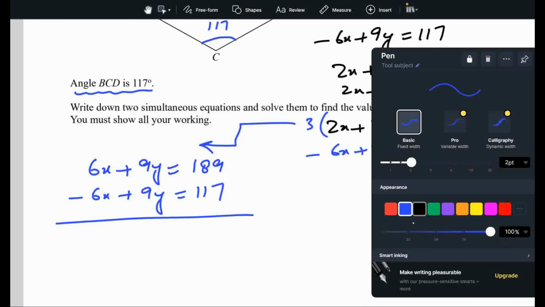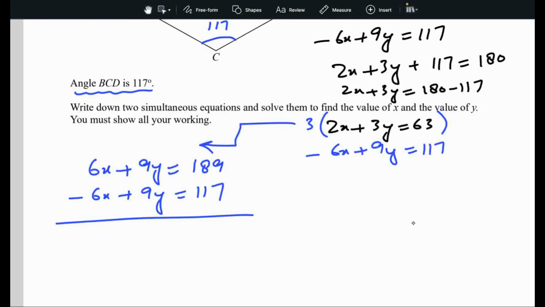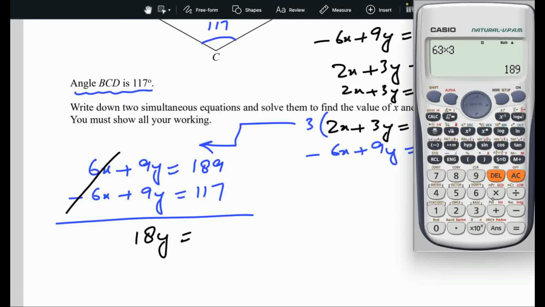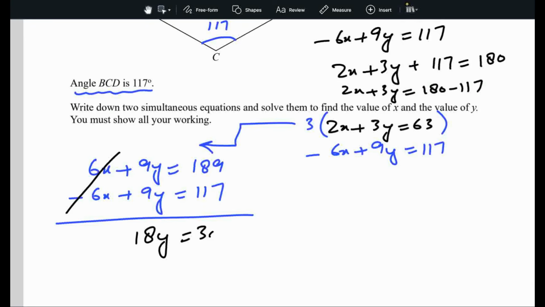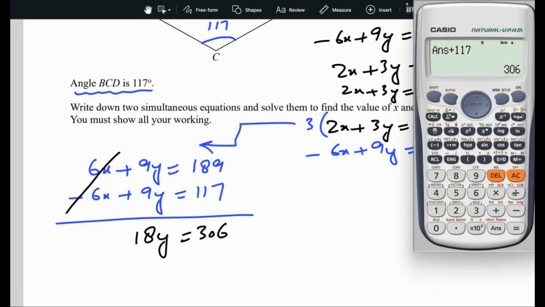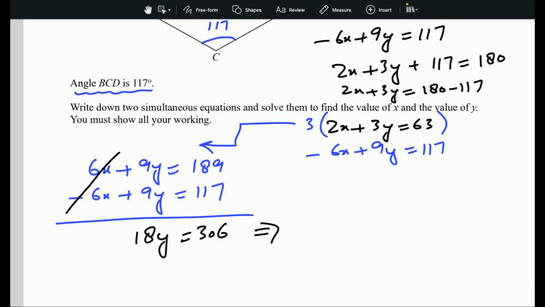So what you can do is just add these two expressions. So this will be 18y is equal to 189 plus 117, so 306. 306 divided by 18 is equal to 17. So y will be equal to 17.